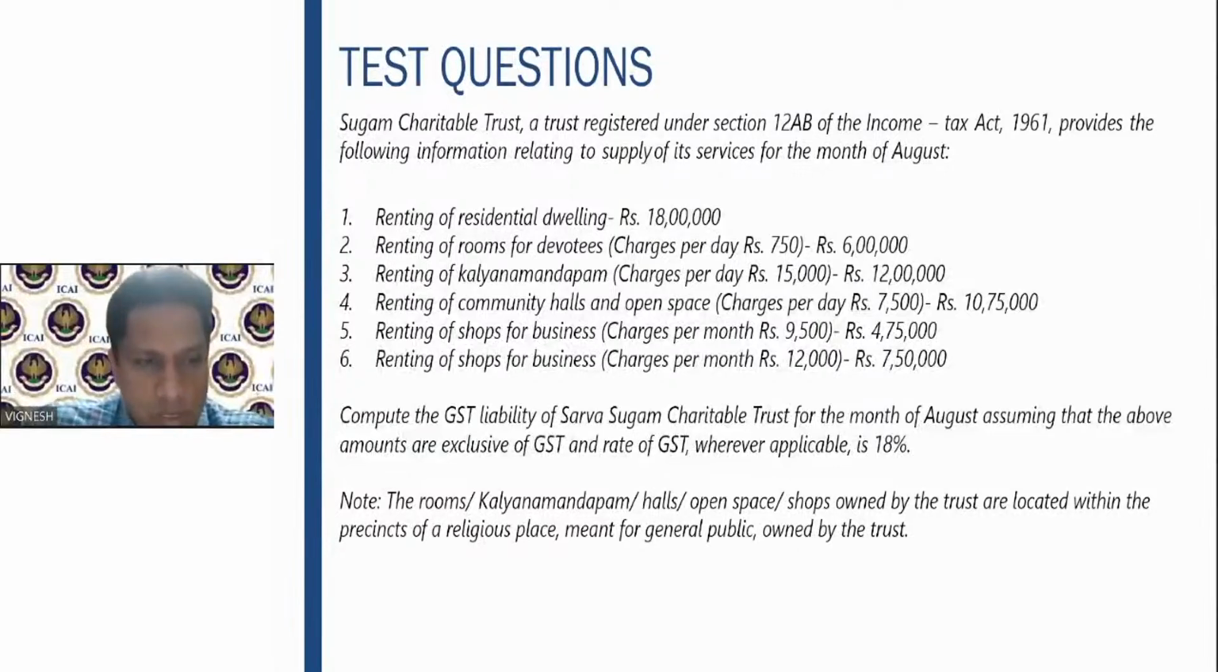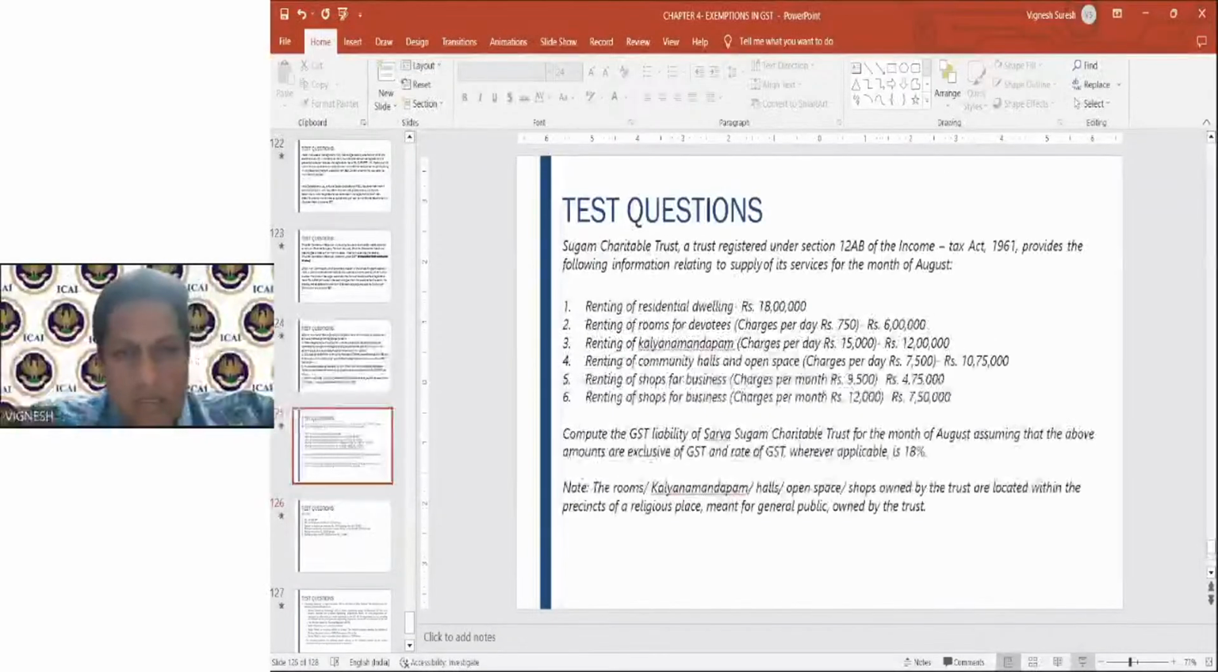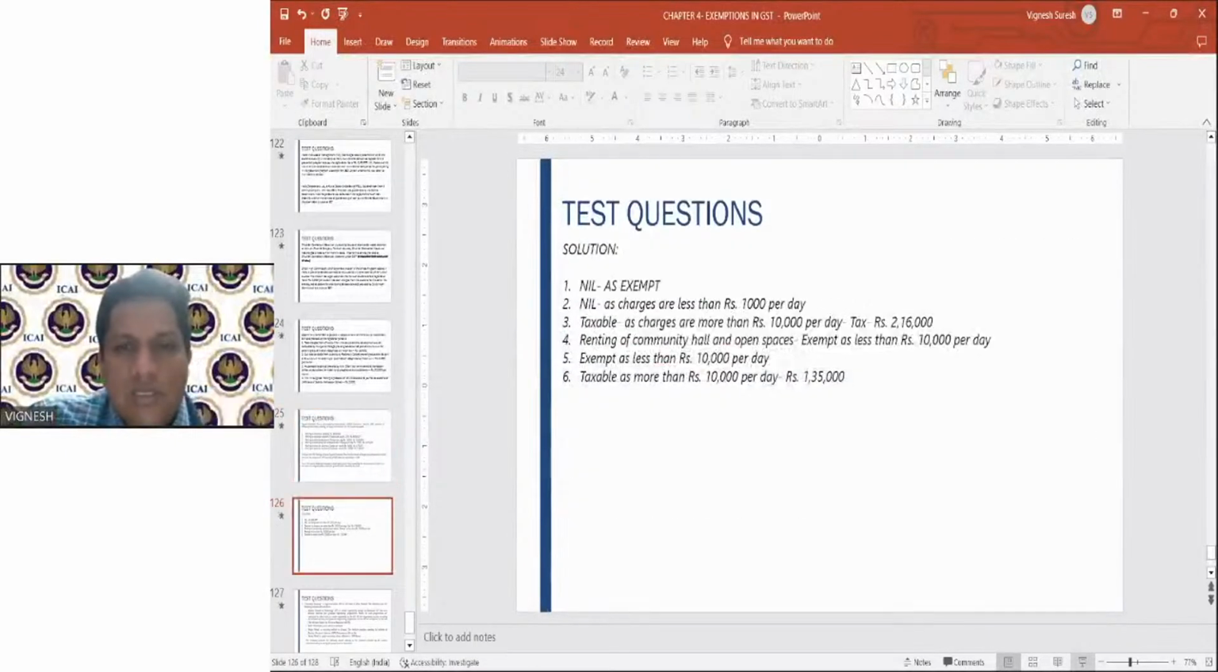I hope you are getting clarity. So the first one is exempt. The second one also is exempt, less than 1,000. These are the answers for this particular question.